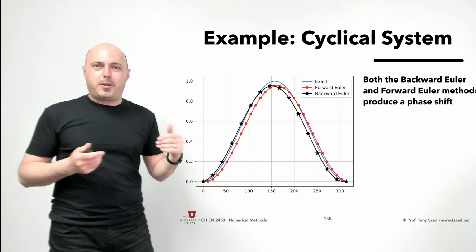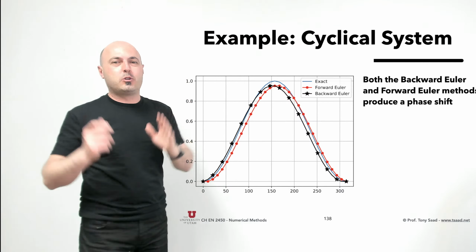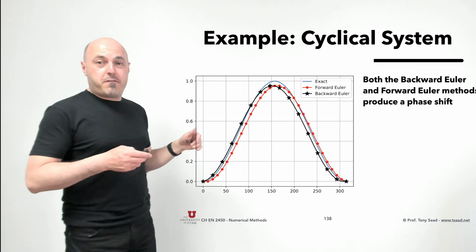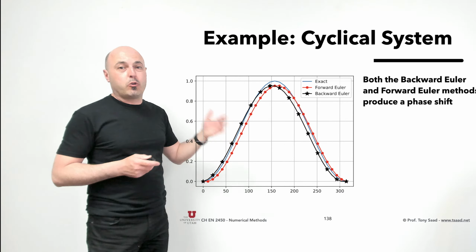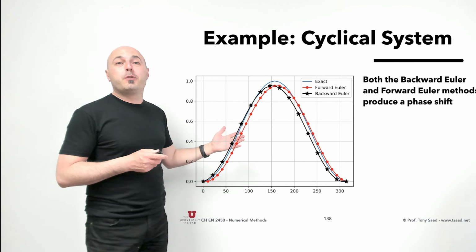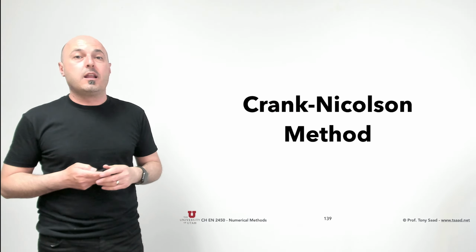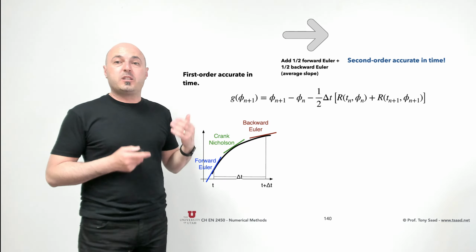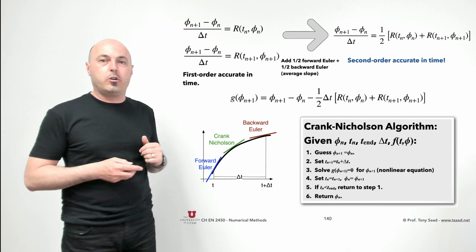Understandably, because that's the forward Euler method and the backward Euler method, they're going to bias you in one direction or another. We know for a fact that forward and backward Euler are not a good idea for cyclical systems, but it would be cool if we can average them together. And this is what the Crank-Nicolson method does. It essentially takes the average between the forward Euler and the backward Euler method.